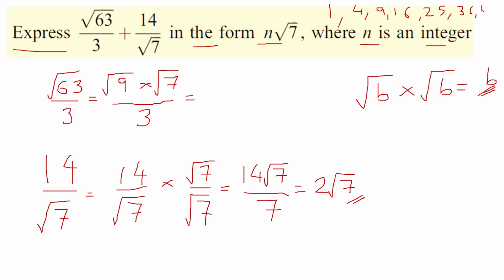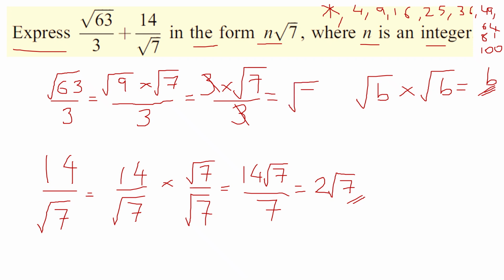The square numbers are 1, 4, 9, 16, 25, 36, 49, then 64, 81 and 100, the first ten square numbers. The square root of 9 is just 3, so we have 3 times root 7 divided by 3. The 3s cancel, leaving just root 7, or 1 lot of root 7. Remember, root 7 on its own just means 1 lot of root 7.